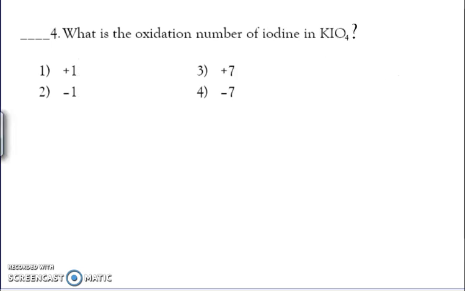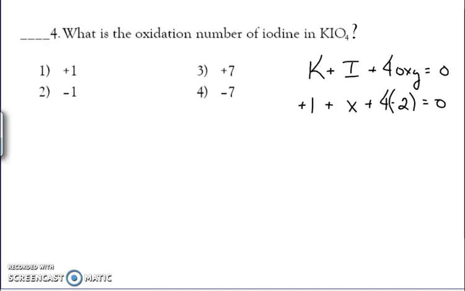Okay. Same idea. You have potassium, iodine, and oxygen. All must add up to 0. Potassium is plus 1. Iodine is unknown. Oxygen is minus 2. So iodine's oxidation number in this compound is plus 6.